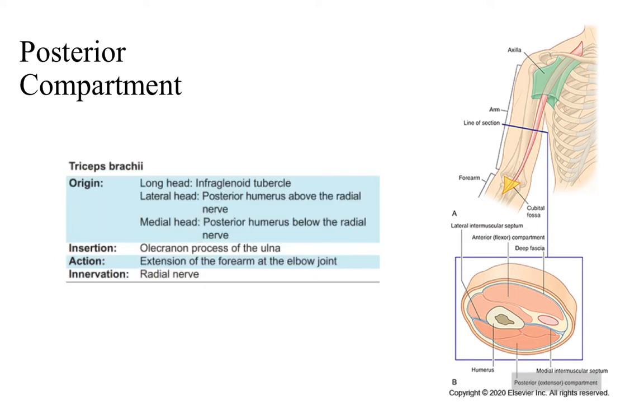There is only one muscle in the posterior compartment known as the triceps. So even though it's one, it's got three different components to it. And that's going to be, again, involved in the extension of the arm at the elbow. So again, we're going to cover this when we get over to the muscles of the upper limb.